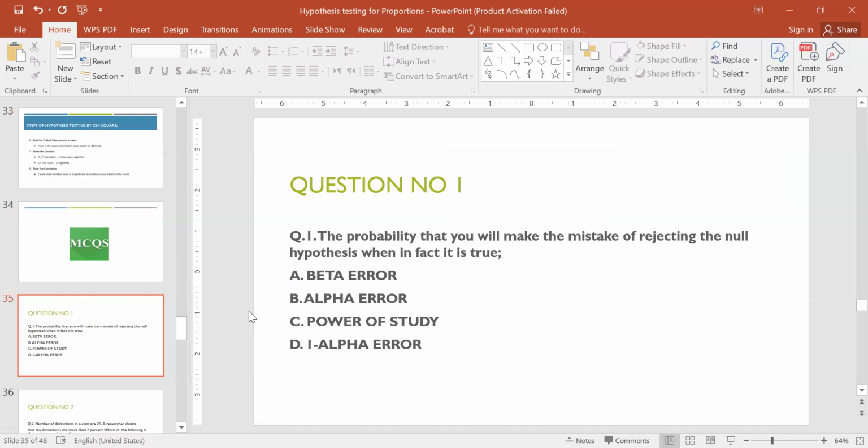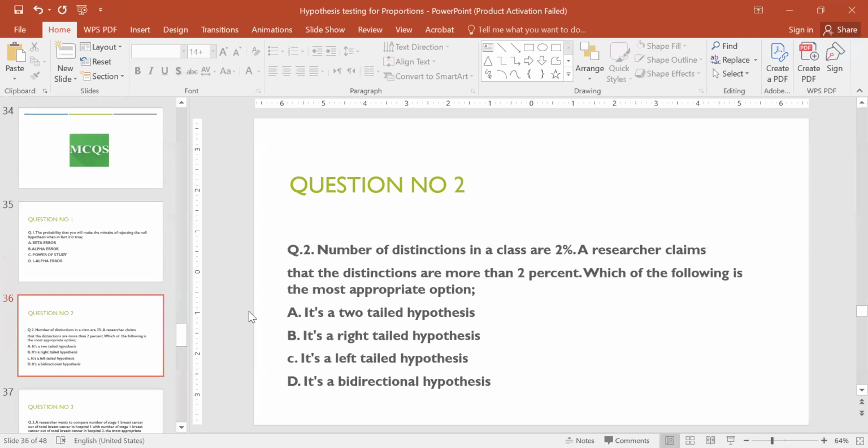So question number 1 is, the probability that you will make the mistake of rejecting the null hypothesis when in fact it is true. Option A, beta error. Option B, alpha error. Option C, power of study. And option D, 1 minus alpha error. Yes, option B, alpha error.